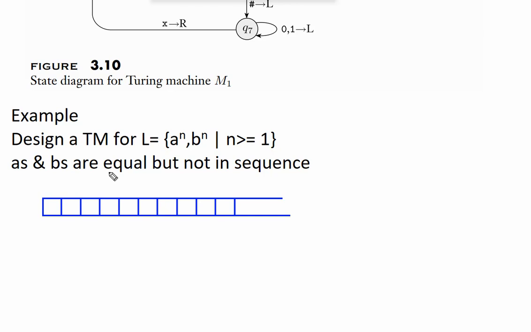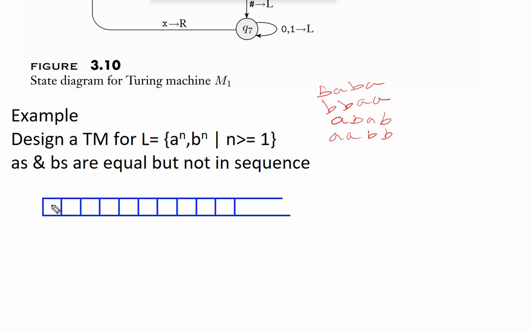A's and B's do not have to be in sequence, but they have to be equal. So if you have an A B, that's accepted. If you have A B B, it is accepted. If you have B A, accepted. As long as the number of A's and B's are the same, any one of these is an accepted string for this language.